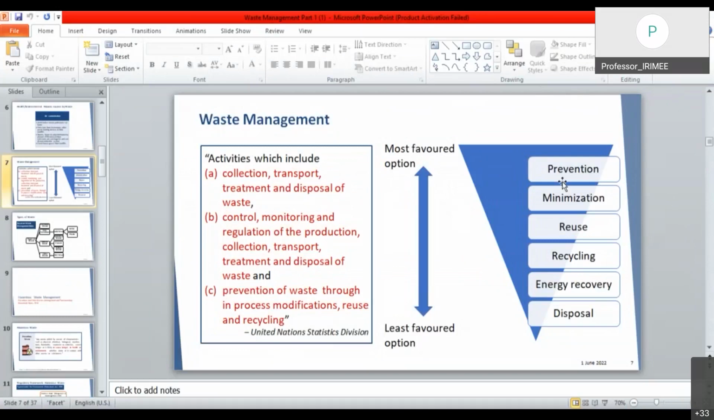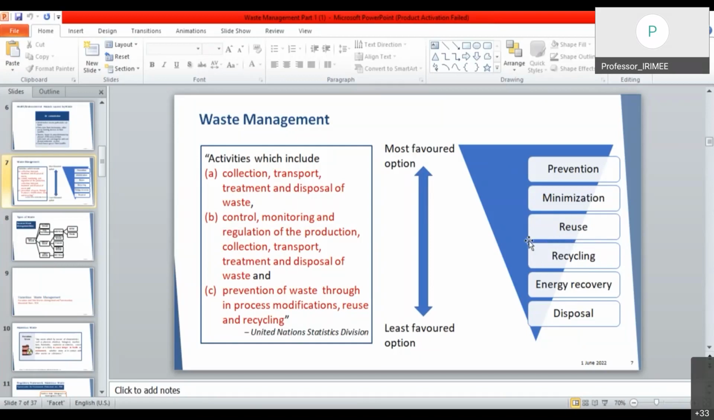First of all, we have to try and prevent generation of waste. If we are not able to prevent generation of waste, we have to try and minimize its generation. Even after minimization, if some waste is generated, then we should try to reuse that waste. Some items can be reused as such, or those items which cannot be used in the same condition can be recycled, and after recycling useful products can be obtained.